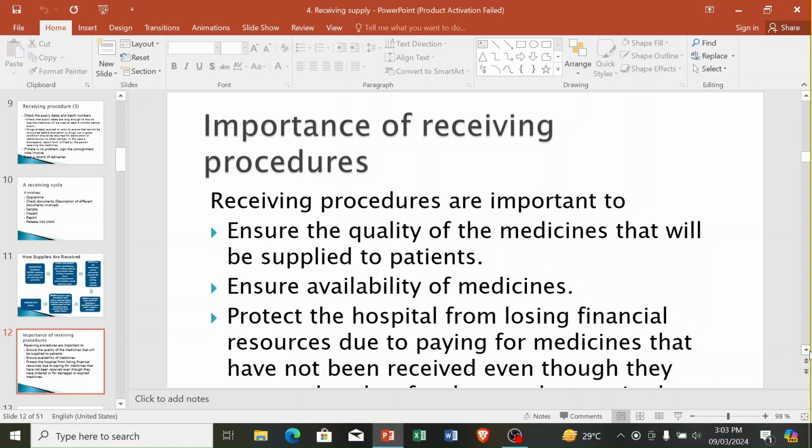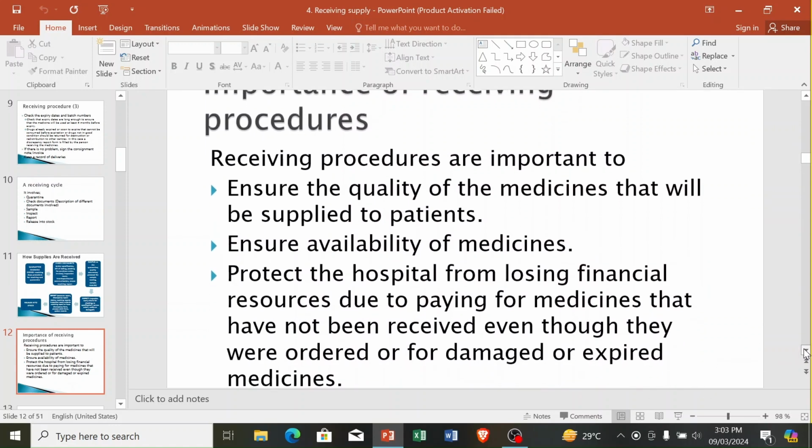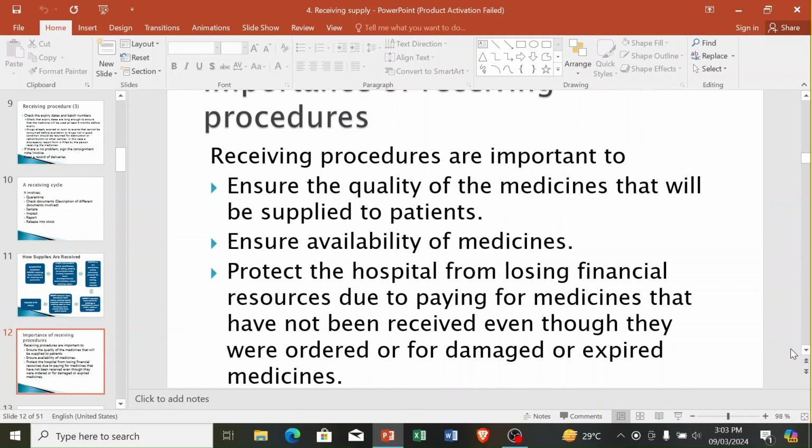It ensures that medicines are always available at all times in the facility so that we don't have days out of stock. Protect the hospital from losing financial resources due to paying for medicines that have not been received. A discrepancy form is filled to acknowledge what medicines have not been received and why we didn't receive them. And then a goods received note summarizes what we received and those that were in good working conditions, and then those that were of quality.